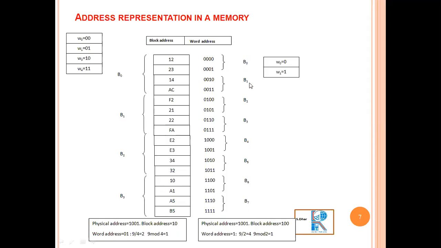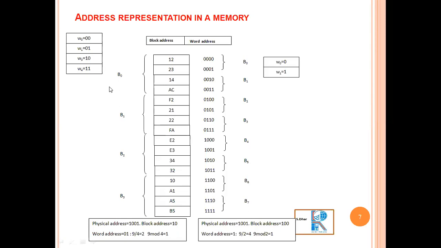Similarly, this is a block. It contains this word and this word. Similarly, this is a block, it contains this word and this word. This contains this word and this word. This contains this word and this word. That means on the right hand side, you can see that the memory is divided into blocks and each block contains 2 words. I repeat, the memory is divided into blocks and each block contains 2 words.